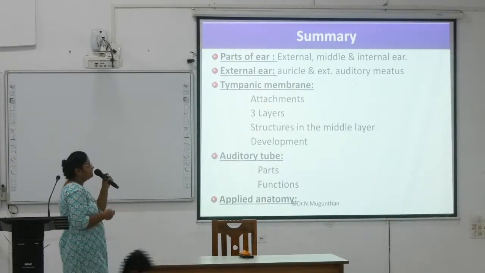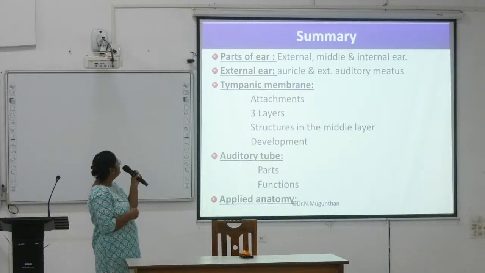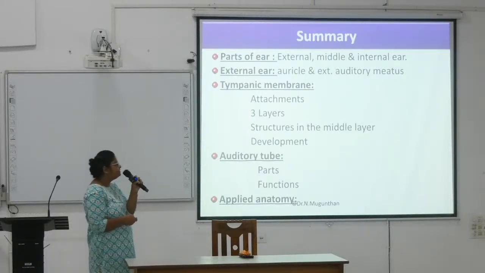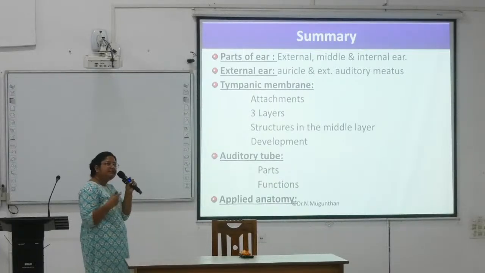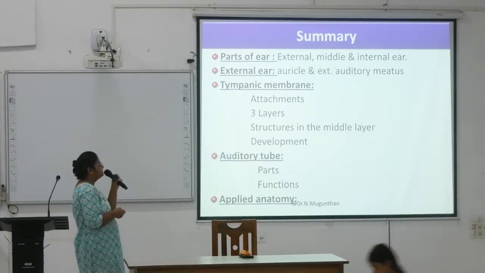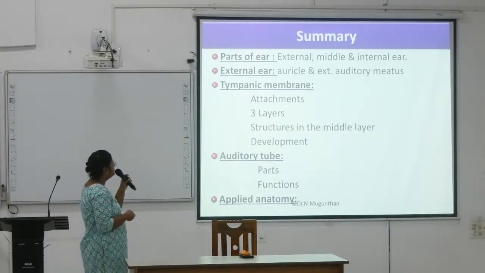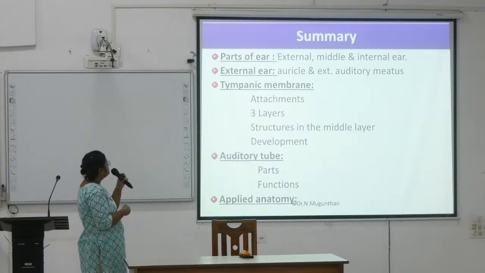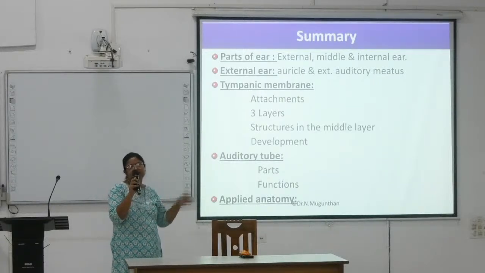For the ear, we have three parts: external, middle, and internal ear. External ear is formed by the auricle and external auditory meatus. Tympanic membrane attachments within the tympanic sulcus, the three layers, their development, all these are important. Structures in the middle layer and development, all these are important. Auditory tube, so tympanic membrane and auditory tube, you prepare in detail.